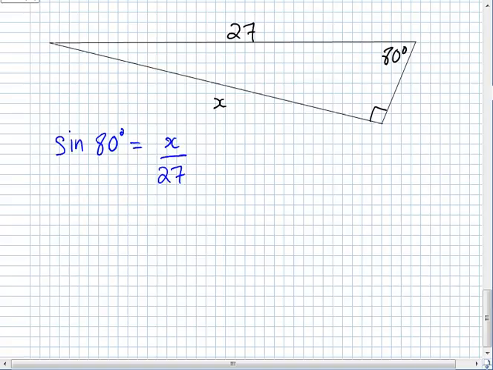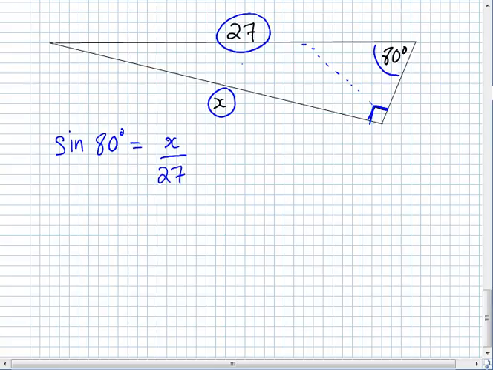Okay, hopefully you got the same thing I did. You recognize that if this is my angle, 80 degrees over here, x is my opposite side. Here's my right angle, even though it looks like a really bad right angle, it's still a right angle because it says so, which means that this is my hypotenuse. So opposite over hypotenuse, that means that I have to use sine.